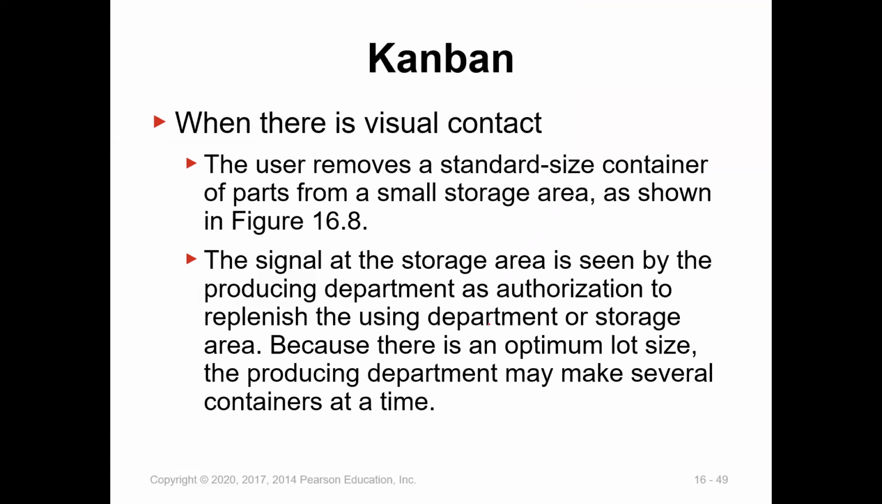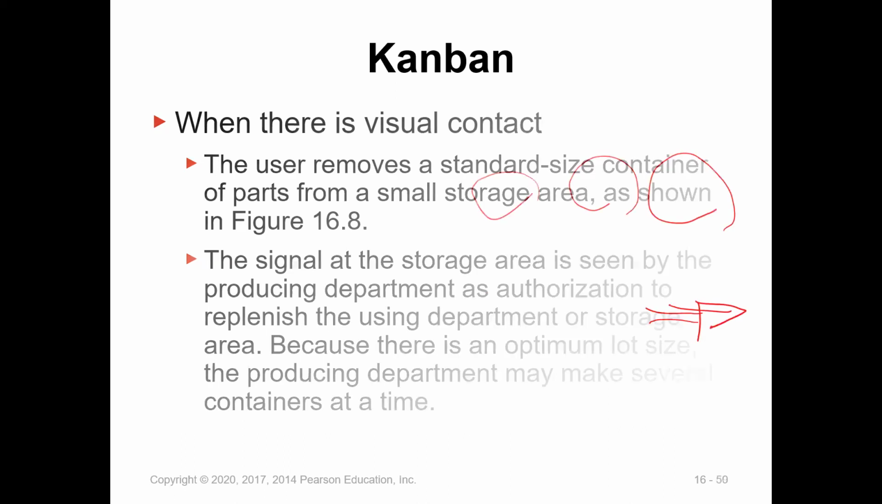When there is a visual, that's called visual contact. That's the idea. The user removes the standard size container of parts from the small, large area as shown. The signal at the storage area is seen by the producing department as authorization to replace the using department or storage area, because there is an optimum lot size. The producing department may make several containers at a time.